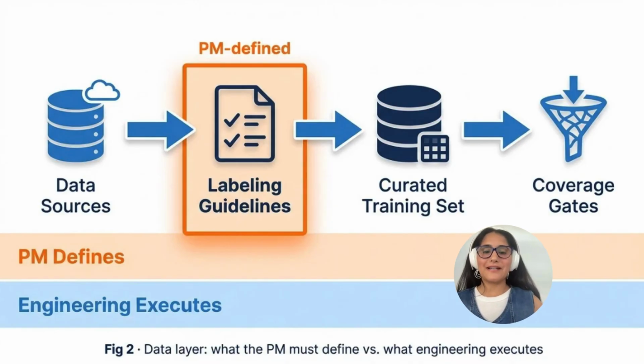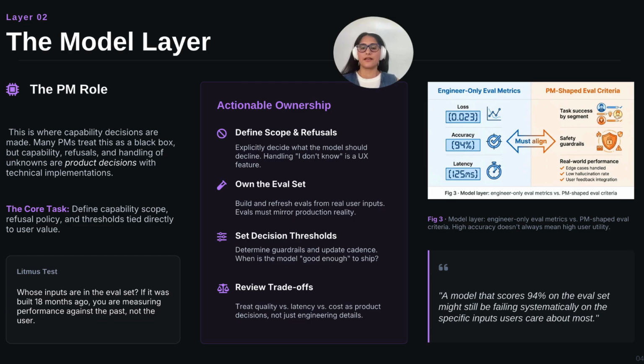Now let's move to the next layer. Okay, layer 2, we are going to talk about the model layer. This is where your product's core behavior gets shaped. What the model can do, how well it does it, what it declines, how it handles things it doesn't know. And here is the thing most people miss. These are not purely technical decisions. They are product decisions with technical implementations.